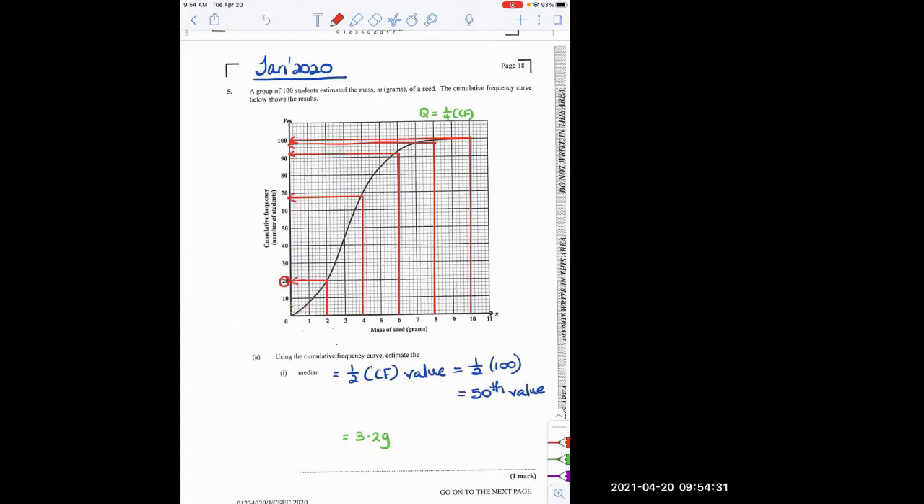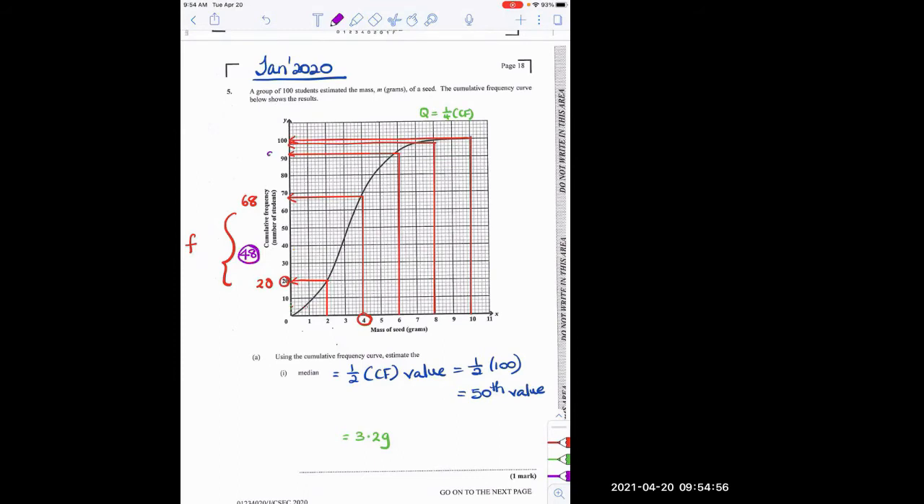So exactly at 4, we have 68. And here we have 20. The difference between these numbers would be the frequency. So how much is the frequency? 48. Everybody agree? Yes, miss. So let's go again.